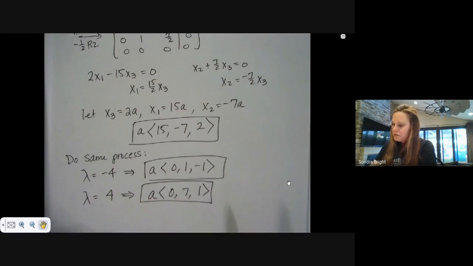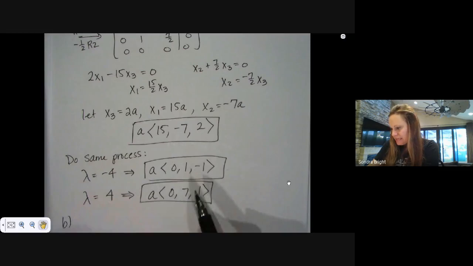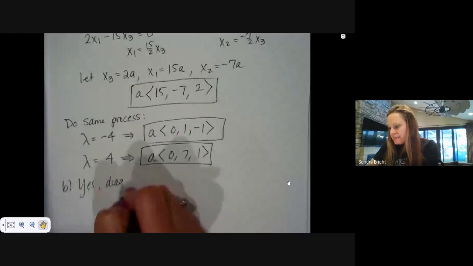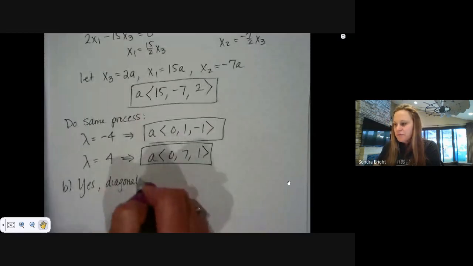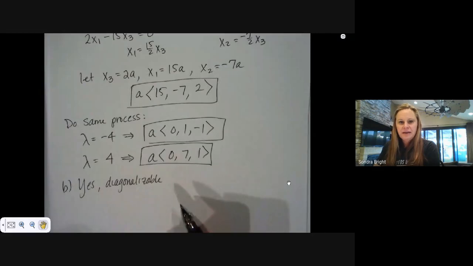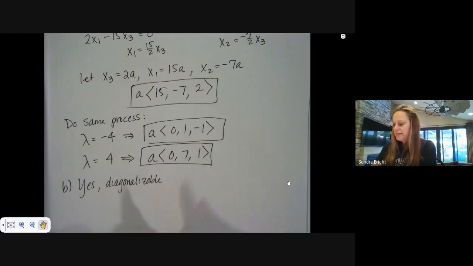All right. So we have 3 linearly independent eigenvectors. And so yes, it is diagonalizable, since the multiplicities were 3, they added up to 3, right? And we have 3 linearly independent eigenvectors. So yes, it's diagonalizable. And so then they want you to find K.